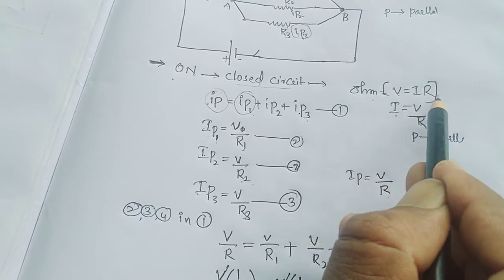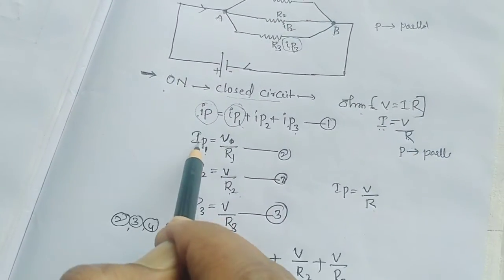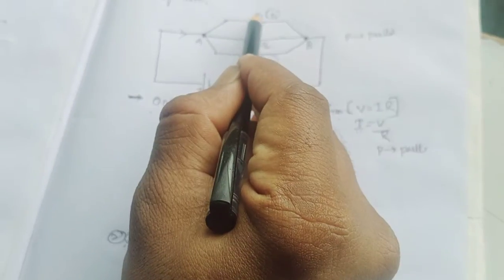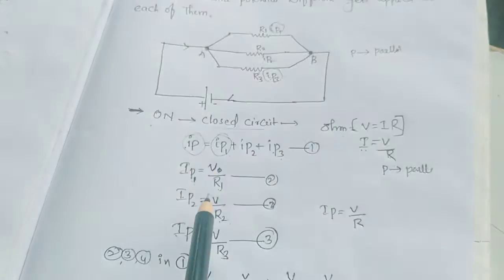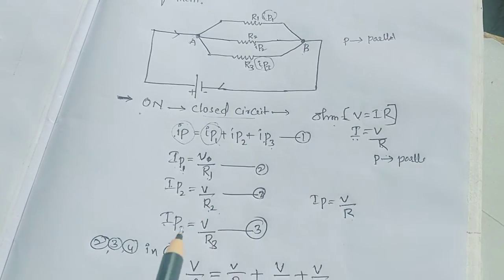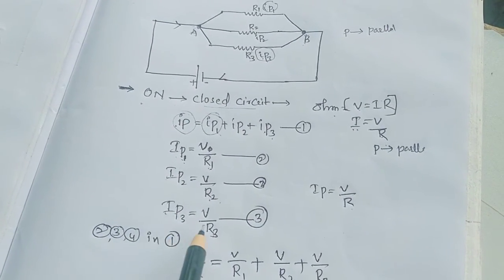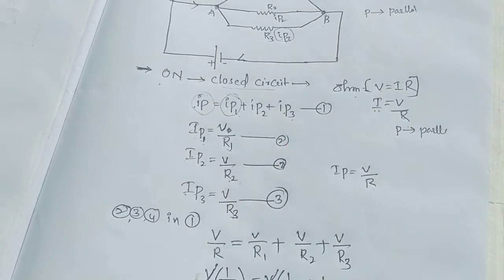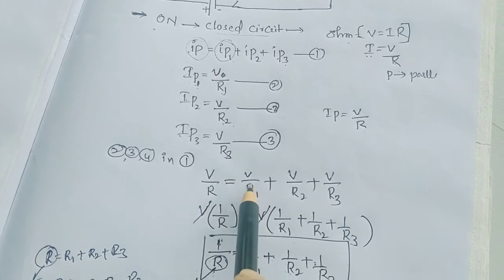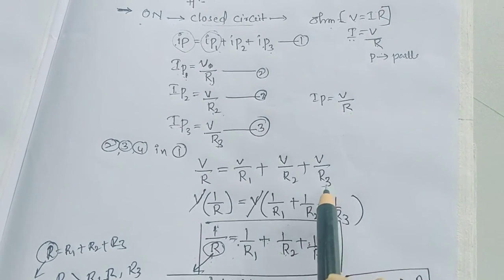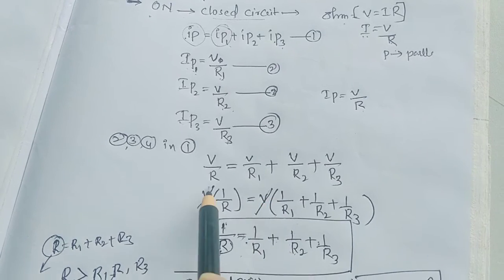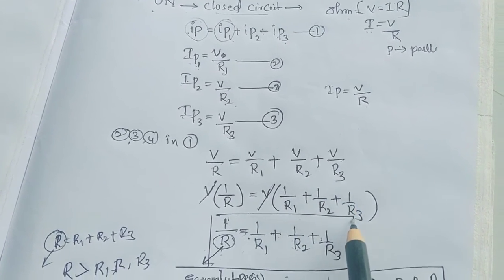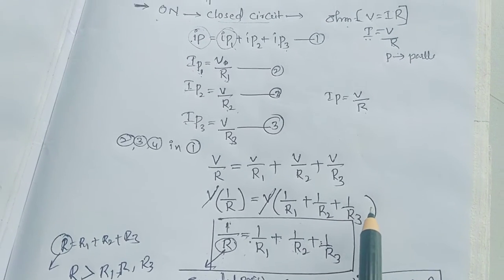So V is equal to IR, from I is equal to V by R. So IP1 is equal to V by R1, where V is constant. IP2 is equal to V by R2, and IP3 is equal to V by R3. These three equations are substituted in equation 1. V by R is equal to V by R1 plus V by R2 plus V by R3. V is common, so V gets cancelled. Finally, 1 by R is equal to 1 by R1 plus 1 by R2 plus 1 by R3. It is the parallel connection of resistors.